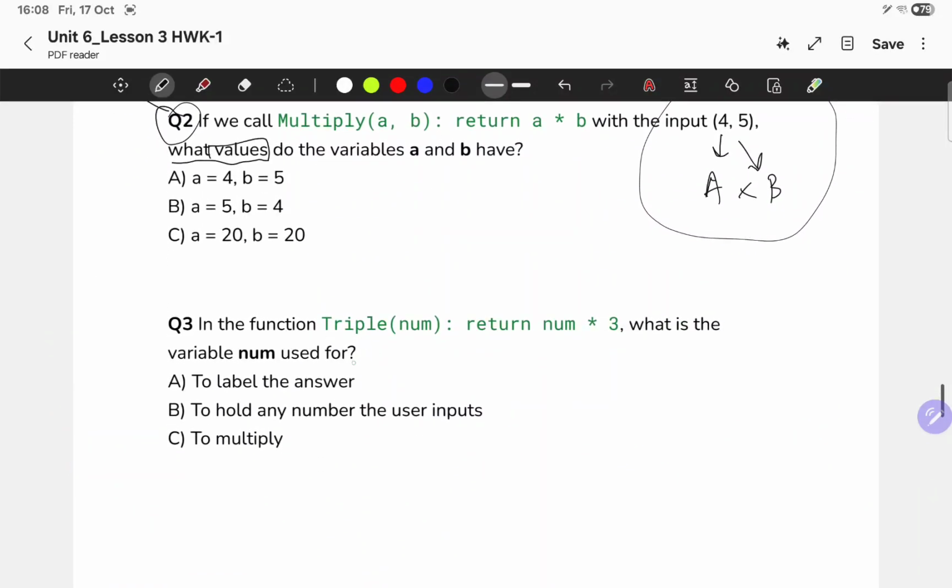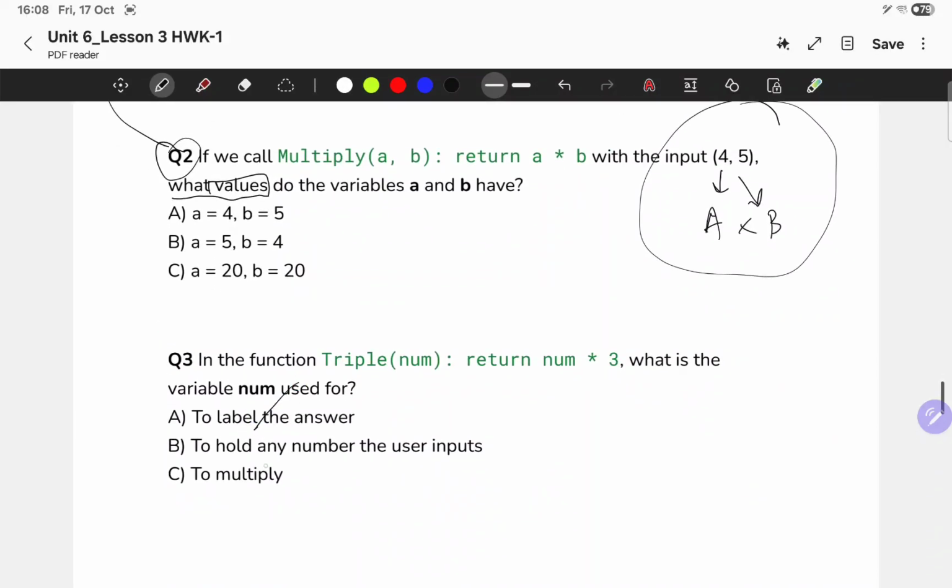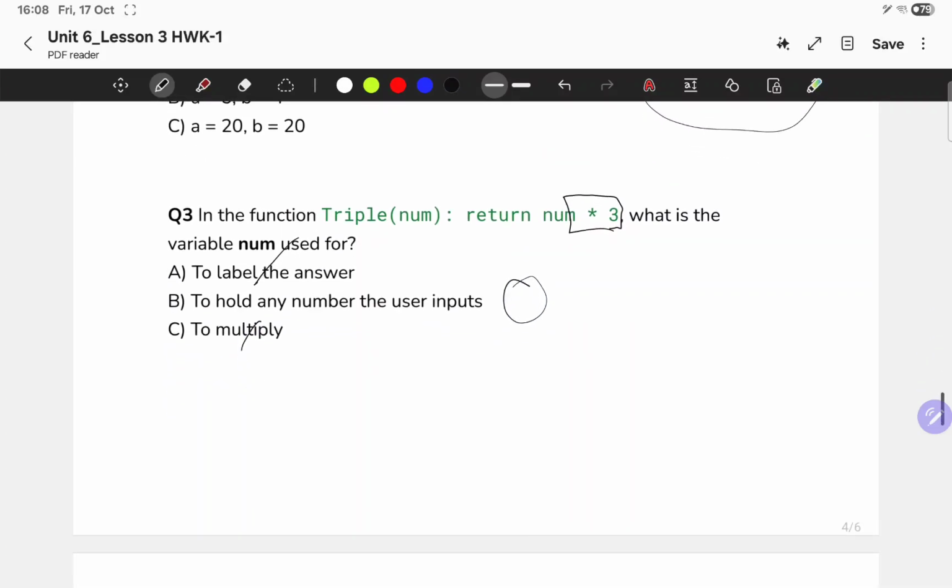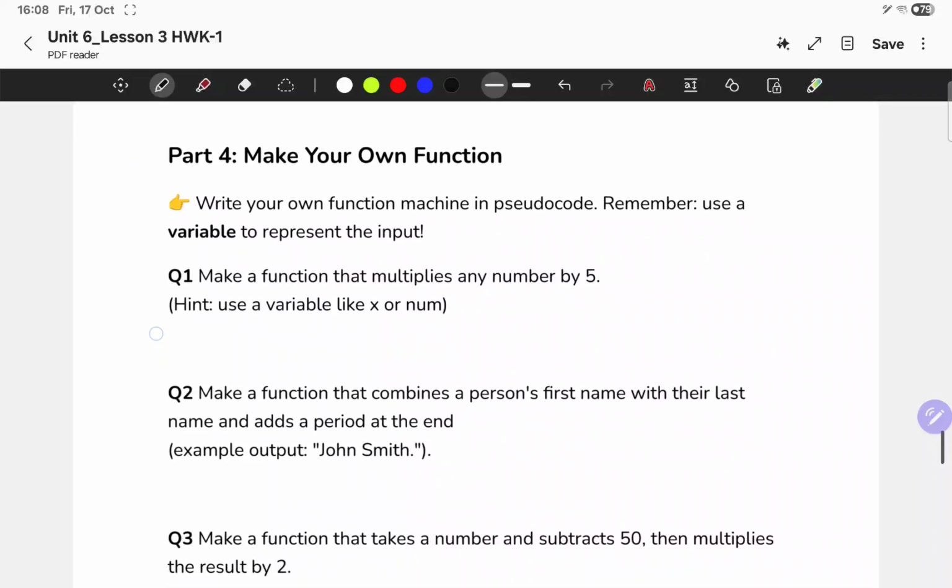So in the function triple the number, return the number times 3. What is the variable number used for? And this goes back to question 1, right? So it's not to label the answer. It's not to multiply because the multiplication happens right here. So therefore, it must be B, right? So again, we're using the idea of exclusion to find the answer.